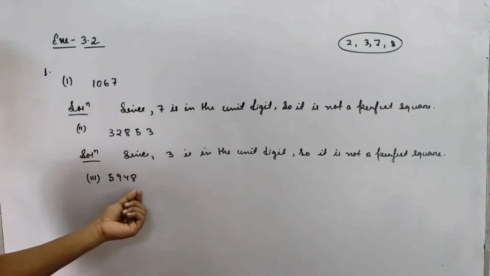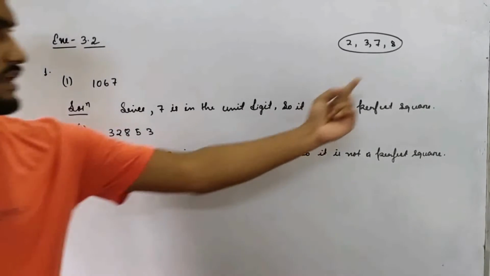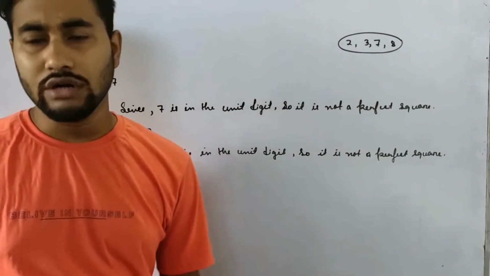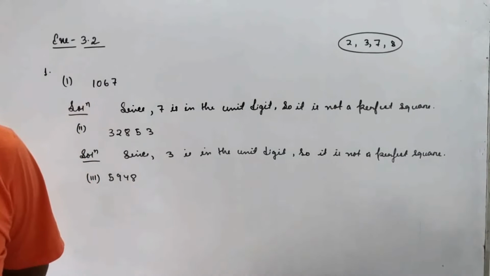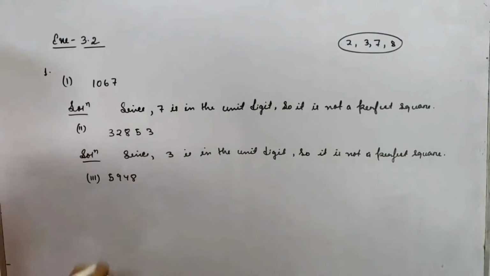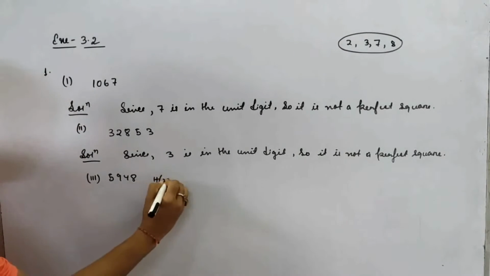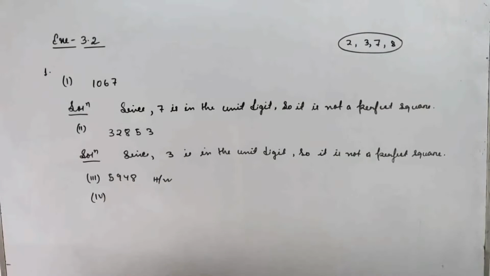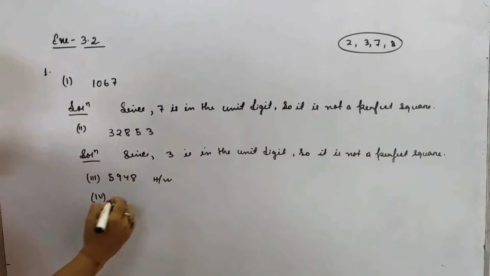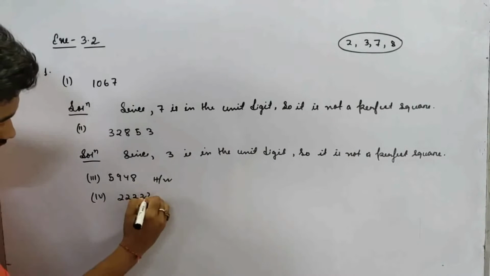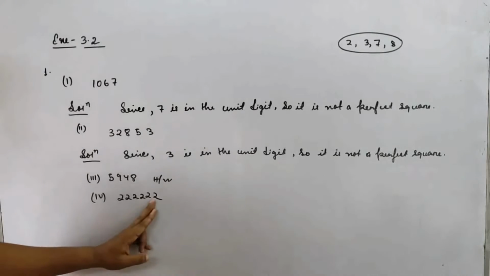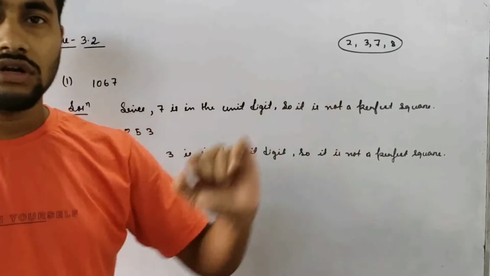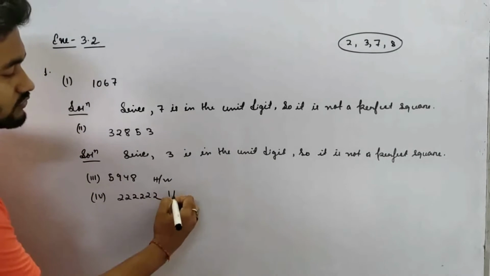Next, 5948. Now this one you can do by yourself also. Since 8 is in the unit digit, so it is not a perfect square. Then question number 4. How many 2s are there? 6 2s are there, right? Again, what is the unit digit? The unit digit is 2. So again you write, since 2 is in the unit digit, so it is not a perfect square. This also you can do by yourself.